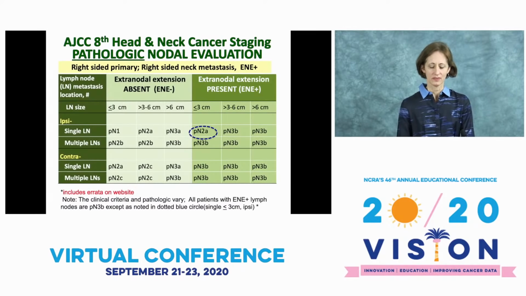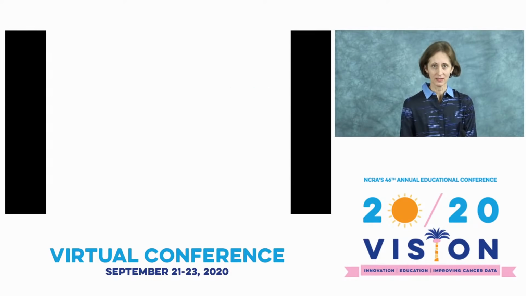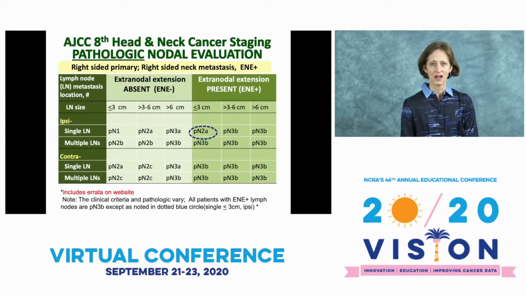So when we do the nodal evaluation now, for example, for oral cavity, as in this case, this diagram I found very helpful to use clinically because I can put all the parameters I need to know in one place, and then I can determine where this patient falls. So in this case, we know that it was right-sided, and it was a right neck, so it's ipsilateral, so up in the top. We're in the upper part here.